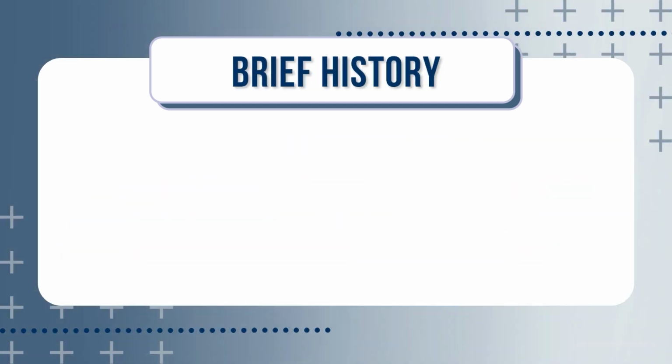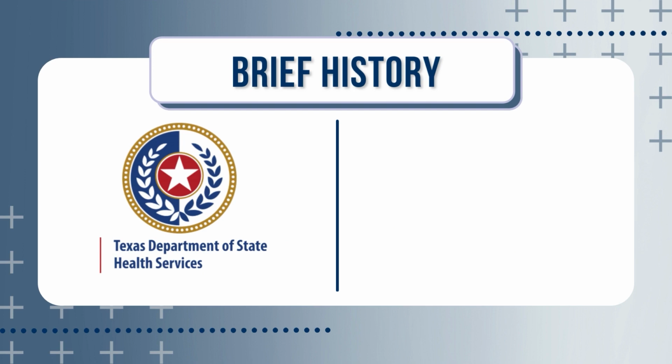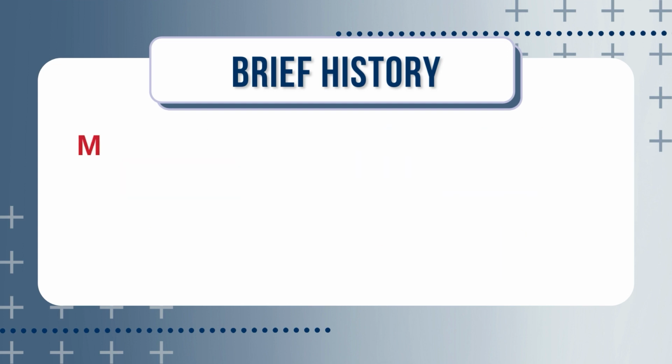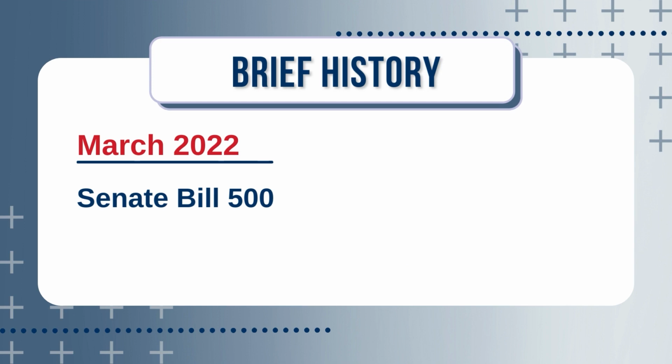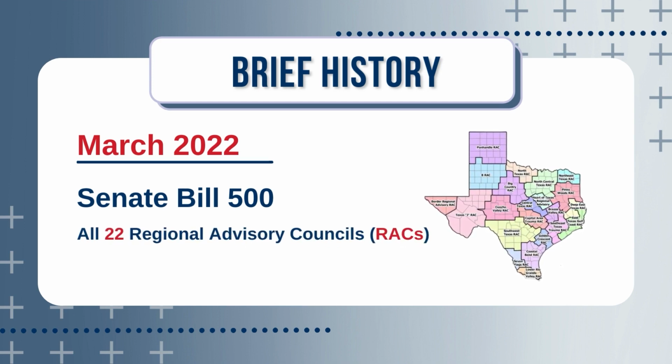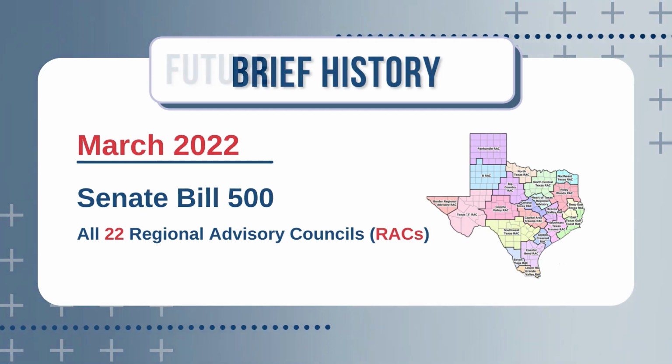Since the project's inception, it has gained significant traction and support from various stakeholders, including the Disaster Preparedness and Response Committee through the Governor's EMS and Trauma Advisory Council, also known as GTAC. In March of 2022, with the backing of Senate Bill 500, all 22 Texas Regional Advisory Councils, or the RACs, began leading the implementation of the project by managing the distribution, training, and overall progress reports within their specific regions.